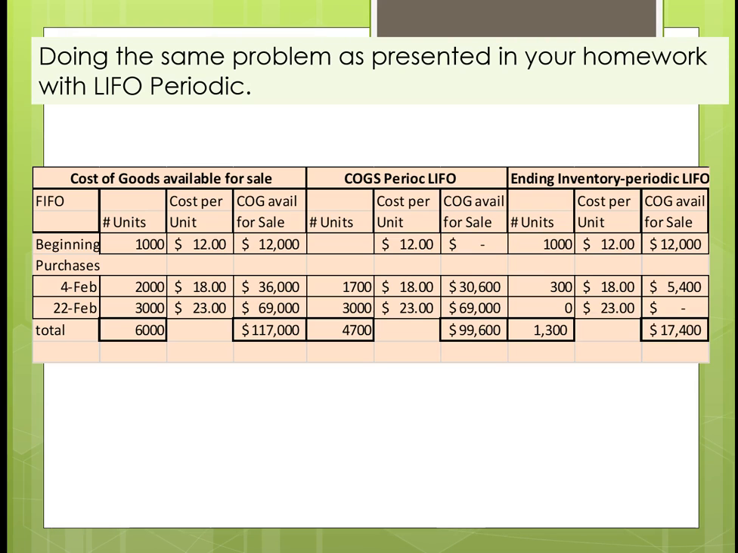This is what it would look like in your homework. So take a look at this. If you notice the columns for ending inventory, they're showing you 1,000 at $12 and 300 at $18.